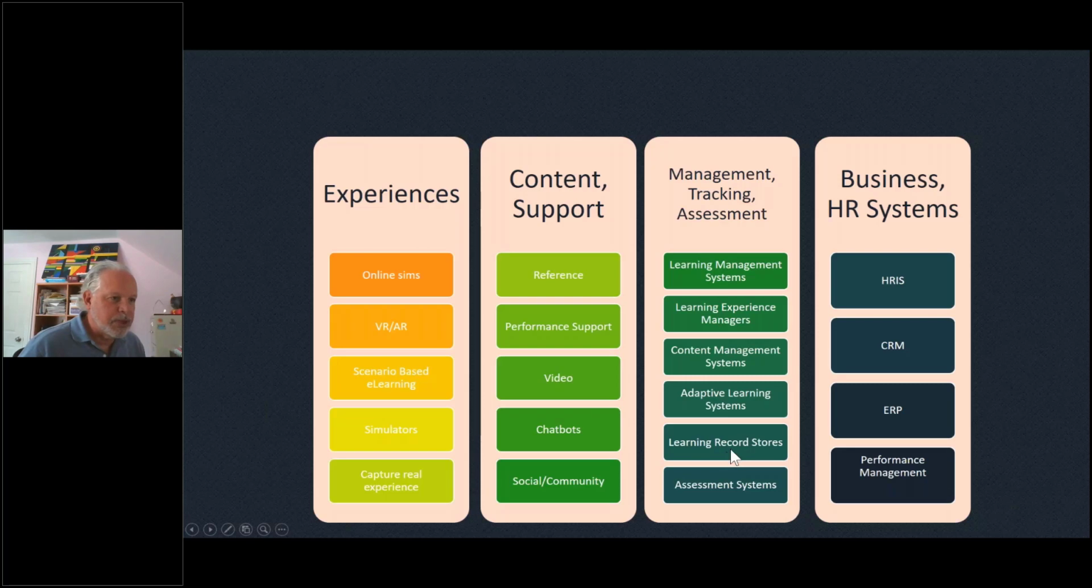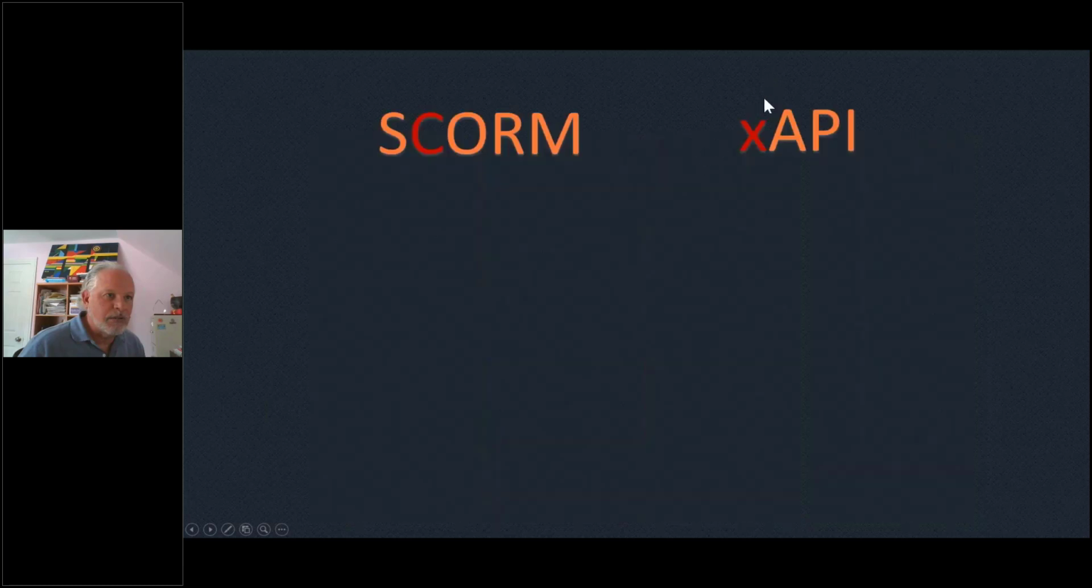That's where xAPI, Experience API messages go. And then the business systems, they all have to be part of the learning ecosystem. They tie into those learning systems and then start correlating results.